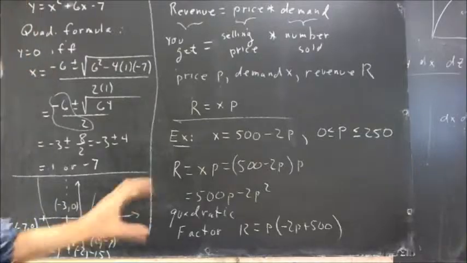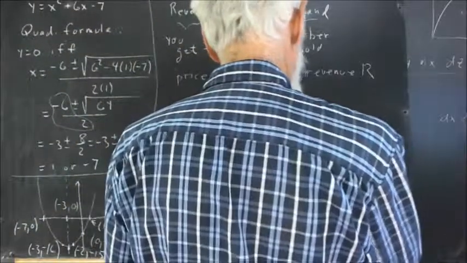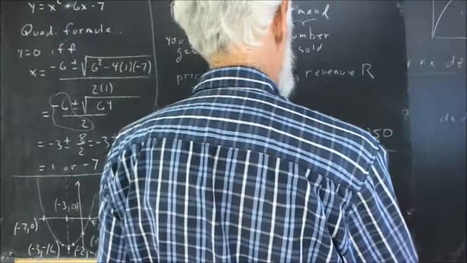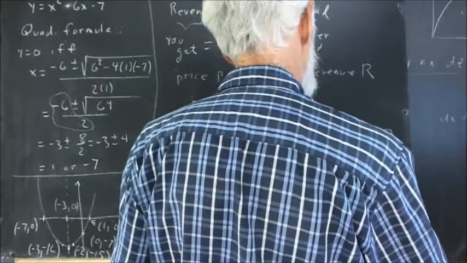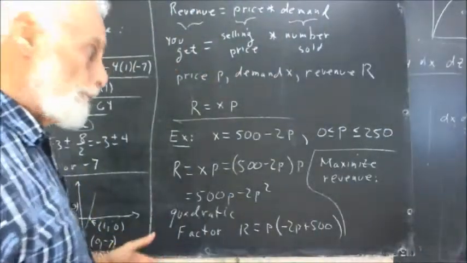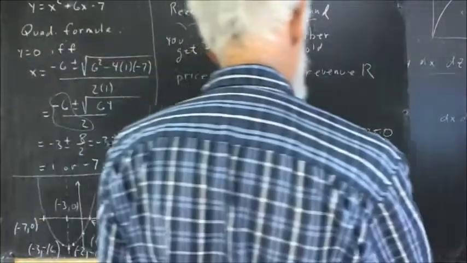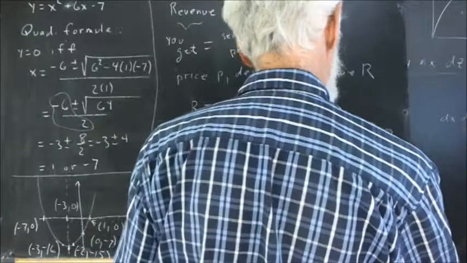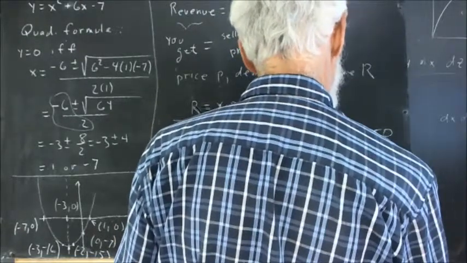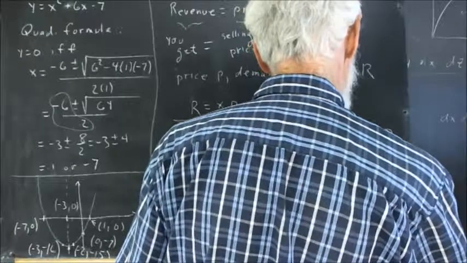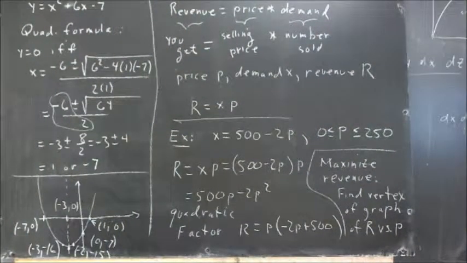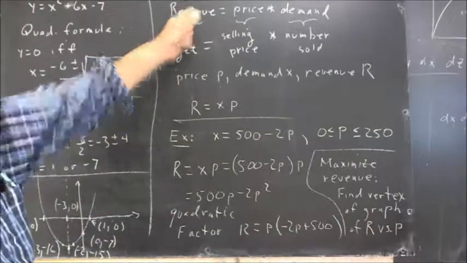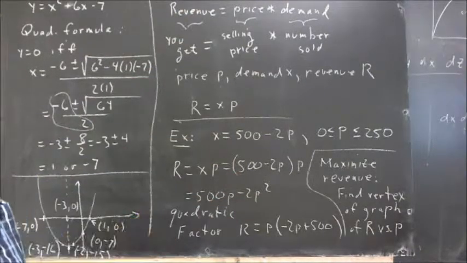The task is to maximize the revenue. And to maximize the revenue, find the vertex of your graph of R versus P. Again, this is a quick summary of something that was discussed at some length previously.